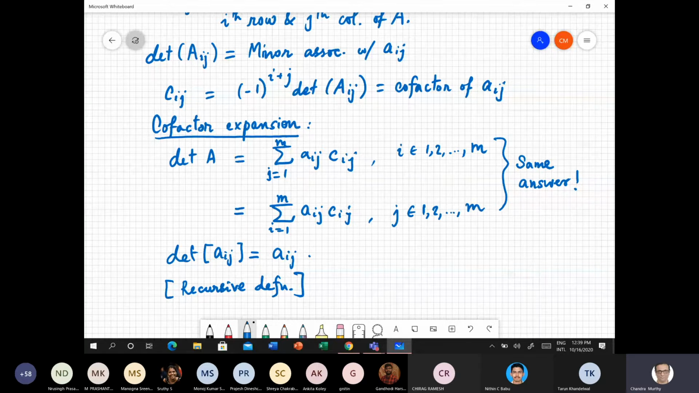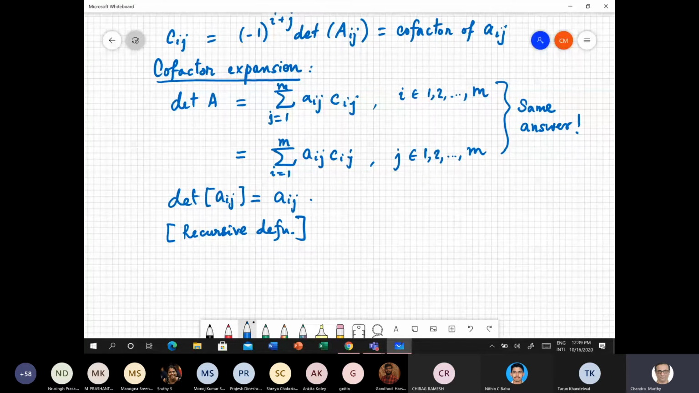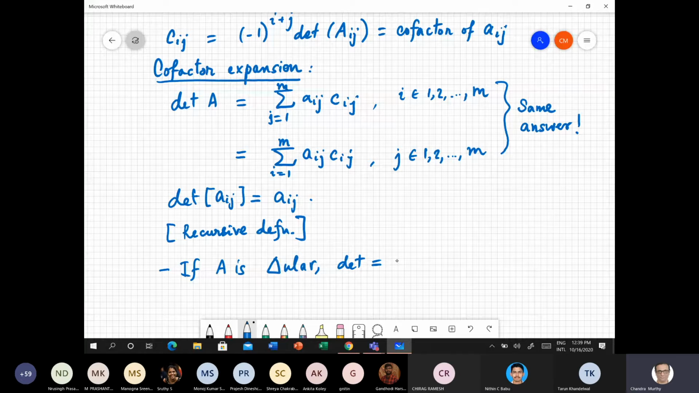Now we'll discuss many properties of the determinant, but just to keep the order here, I'll make one or two small remarks. One is that if A is a triangular matrix, then the determinant is equal to the product of the diagonal entries.